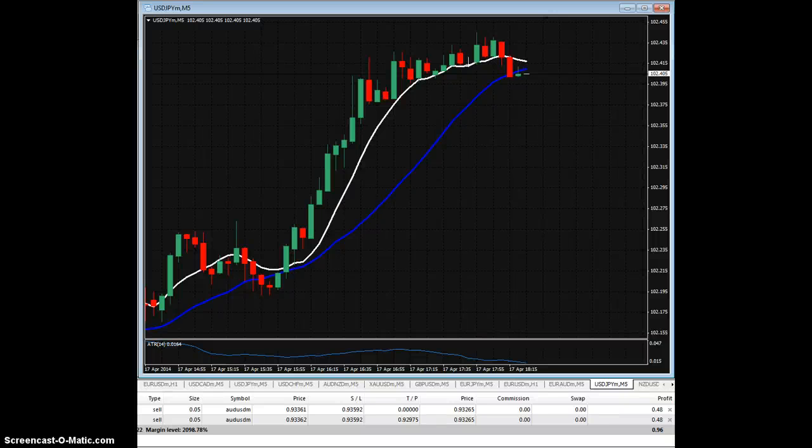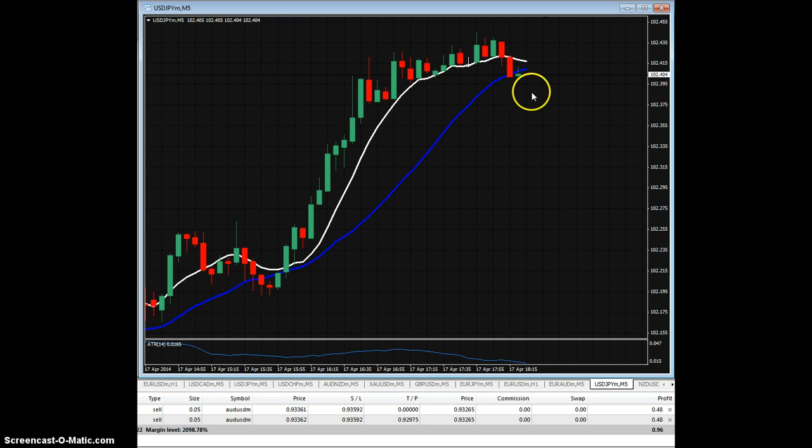Okay, Dad, what I want to do is give you an example of part of my trading plan. What we're looking at here is the US dollar against the Japanese yen. As you can see, today it's made a nice little run, and now it's turning, and I'm going to look to short this.